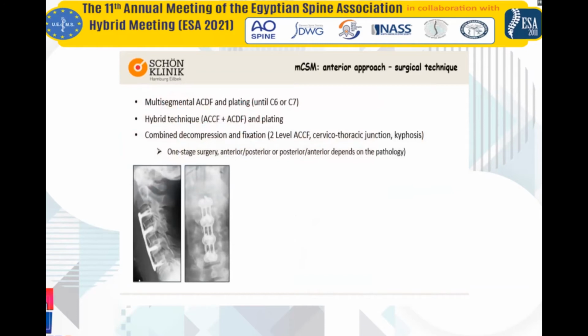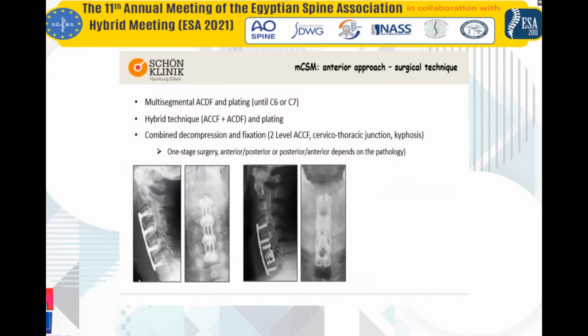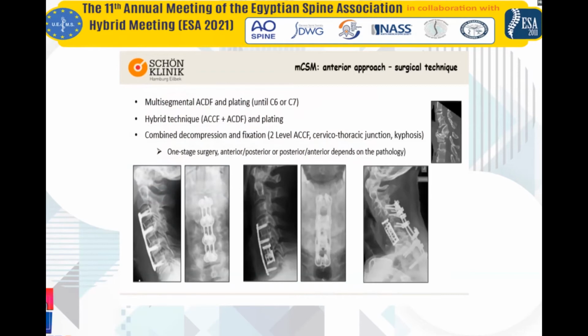In multisegmental cases, of course, there might be also the indication for an anterior approach. You can go for a multisegmental ACDF with plating, but you can also go for a combined approach, and this actually is my favorite approach in these cases, where I can decompress 2 levels with a corpectomy and then 1 level with an ACDF, and of course additional anterior plating.